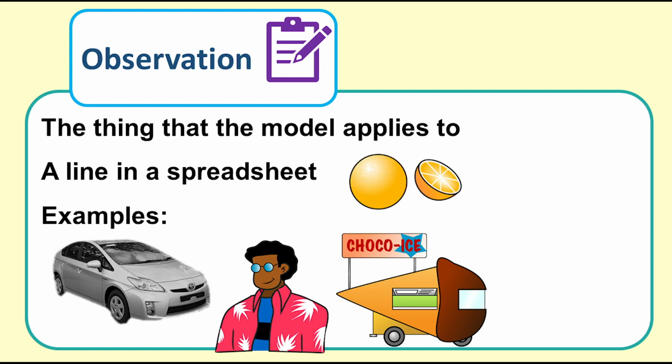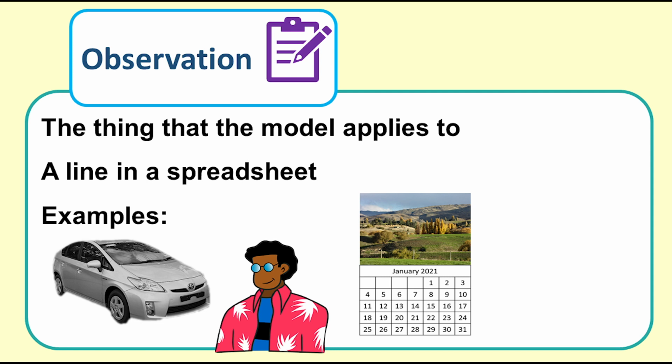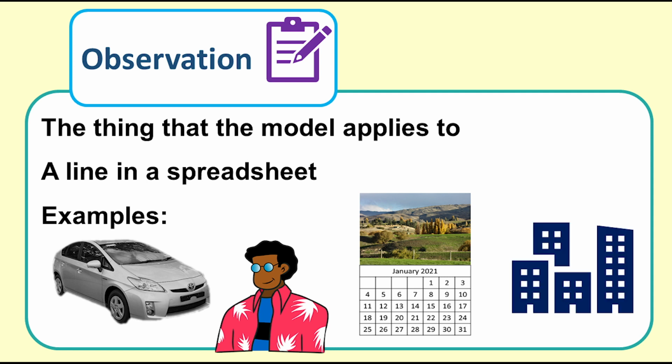An observation could be a single orange when we are examining juice yield. If we were looking at electricity consumption, an observation might be a single household. An observation could be a period of time such as a month if we were looking at influences on sales, or it could be a district in a city or town if we were studying health or crime.